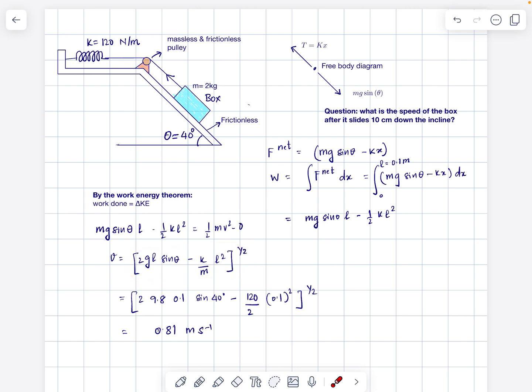and then substitute in the values: g equals 9.8, L is 10 centimeters, that is 0.1 meters, theta is 40 degrees, k is 120 newtons per meter, m is 2 kilograms, and L is 0.1, so that's 0.1 squared. So we come up with a velocity of 0.81 meters per second, right? That's purely using the work-energy theorem. I hope this helps you to conceptualize how to solve these kinds of problems in future.